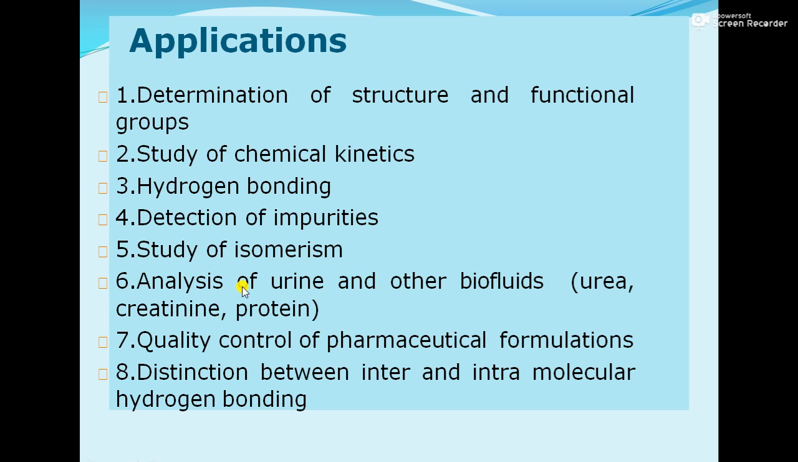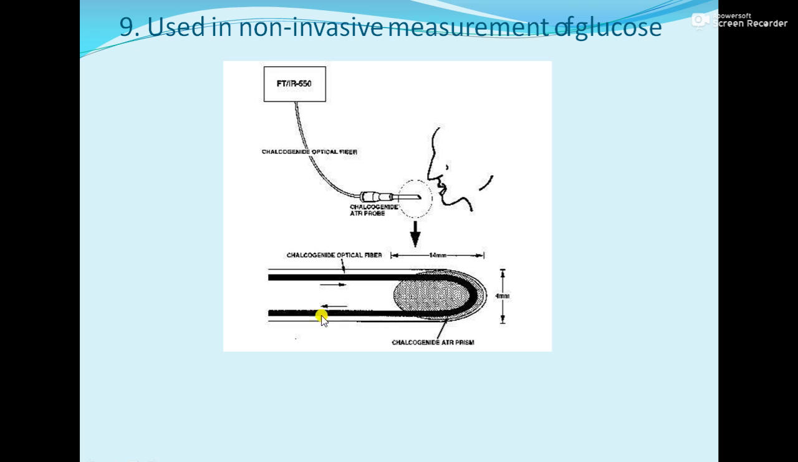Now, other very important applications: it helps in the analysis of urine and other biofluids like urea, creatine, protein. Quality control of pharmaceutical formulations can also be done with the help of IR spectroscopy. The distinction between inter and intra has already been discussed. It is used in non-invasive measurement of glucose. Measurement of ethanol in breath can be done with the help of IR spectroscopy by a device called an intoximeter. So with the help of that, alcohol detection can be done.